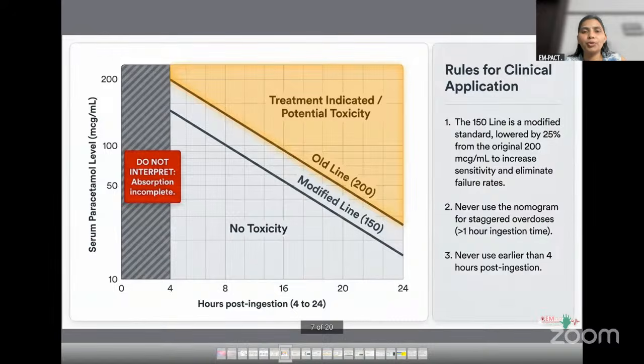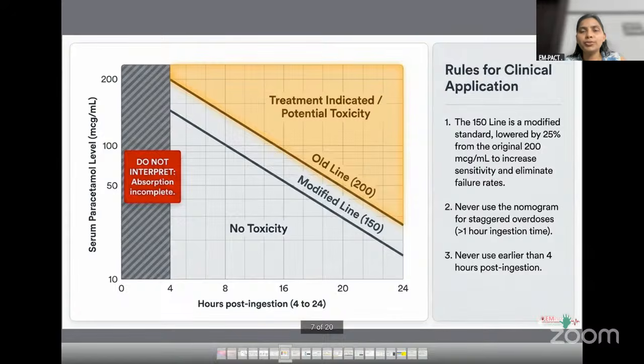Come to our Rumack-Matthew nomogram. It is a graph that helps us in giving the NAC therapy. Here, there is an x-axis and a y-axis. In the x-axis, the time will be mentioned, and in the y-axis, the serum paracetamol level will be mentioned. Earlier, the graph started with 200 micrograms per ml. However, now the level has been lowered by 25% to increase the sensitivity. Okay, so now the line begins with 150 micrograms per ml.